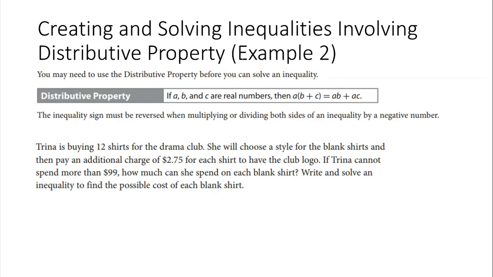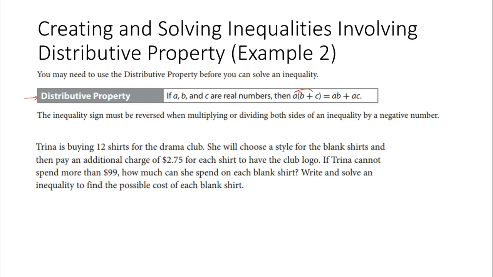All right, so creating and solving inequalities involving the distributive property. Again, the distributive property oftentimes comes with the parentheses. What it really means is that, for example, this A is really multiplying to that B and multiplying to that C. B and C are really multiplying to A. So notice how you could say it the other way. So we're going to use that in these situations.